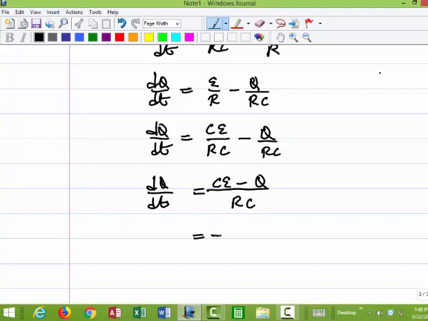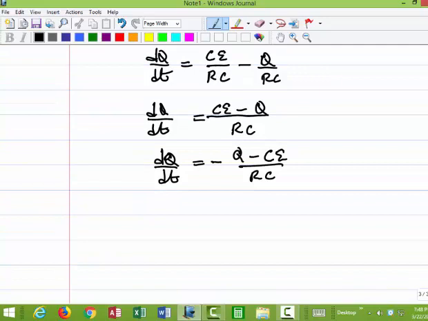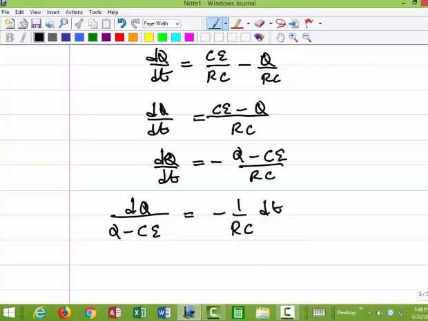For convenience, I can put a negative sign here, and then I'll put Q minus CE over RC and dQ/dt, and then we can divide both sides by Q minus CE. So we shall have dQ divided by Q minus CE equals minus 1 over RC dt. Okay.